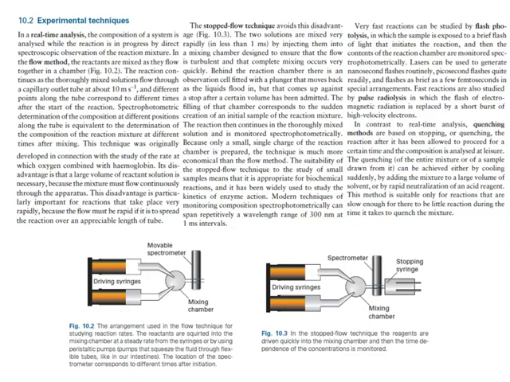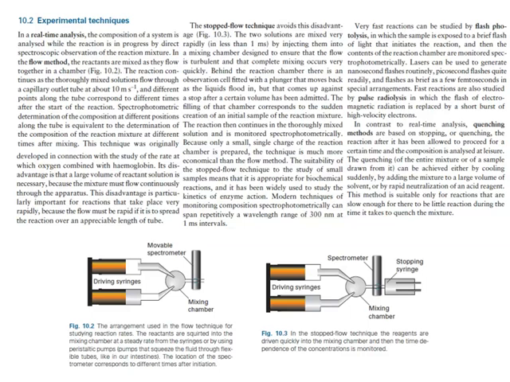Now, very fast reactions can be studied by flash photolysis, in which the sample is exposed to a brief flash of light that initiates the reaction, and then the contents of the reaction chamber are monitored spectrophotometrically. Lasers can be used to generate nanosecond flashes routinely, picosecond flashes quite readily, and flashes as brief as a few femtoseconds in special arrangements. Fast reactions are also studied by pulse radiolysis, in which the flash of electromagnetic radiation is replaced by a short burst of high velocity electrons.